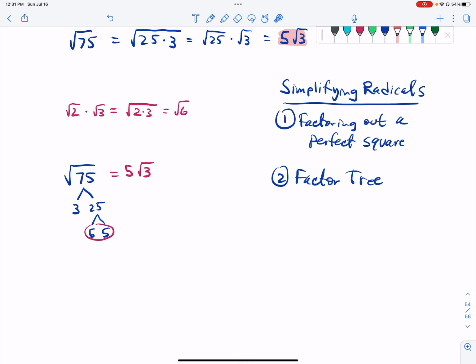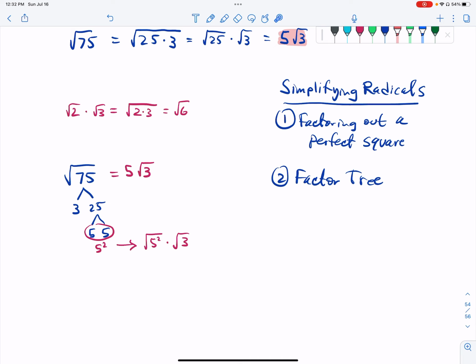The reason why this works is because 5 times 5 is the same thing as 5 squared. And essentially what you're doing is rewriting this as the square root of 5 squared times the square root of 3, because all of these numbers were supposed to be inside of that radical. And the square root and the square will cancel each other out, giving us this 5 back.